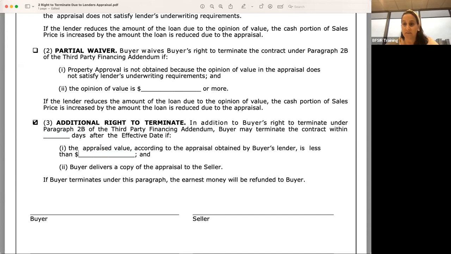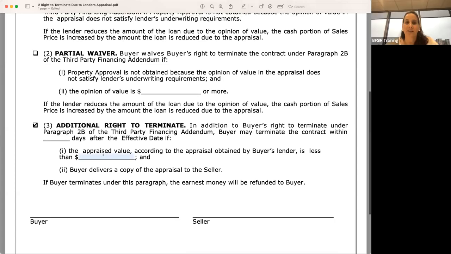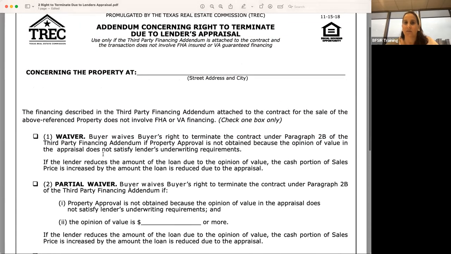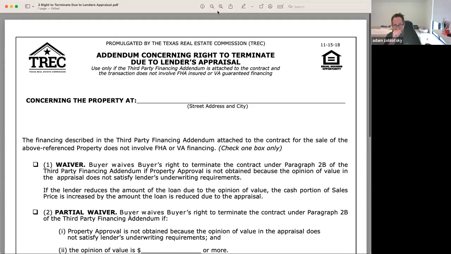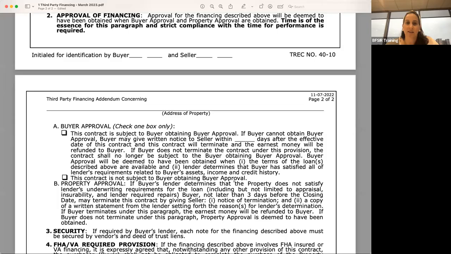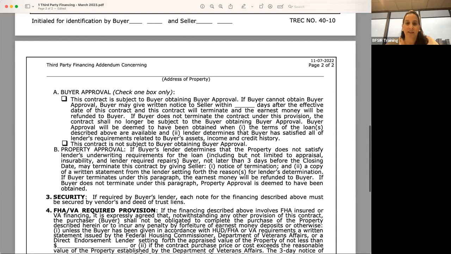Are you saying that they're getting financing or they're getting cash? No, they're getting financing. Okay, so then you don't need this. You're not waiving the appraisal. Okay. Then we go back to this, which basically says if the property doesn't meet the lender's underwriting requirements for appraisal, then the buyer has the right to terminate. And that's just straightforward. So in that case, it would have to appraise for the full purchase price.